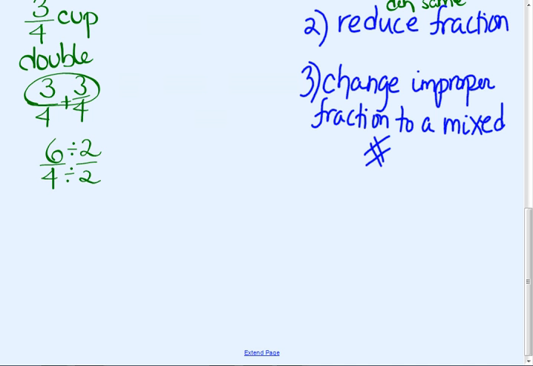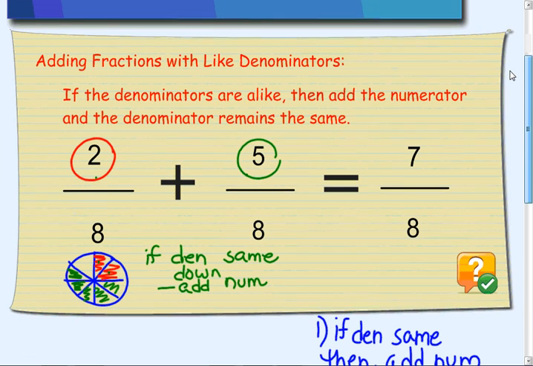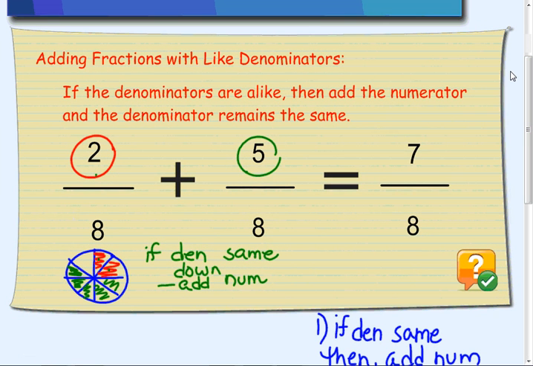We are on the page that looks like this. It's in the notes.